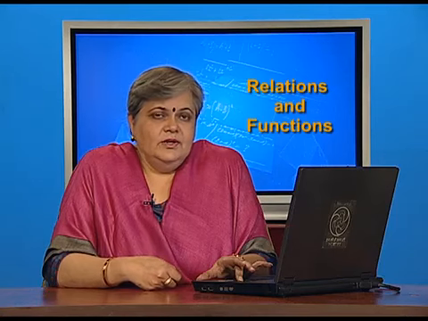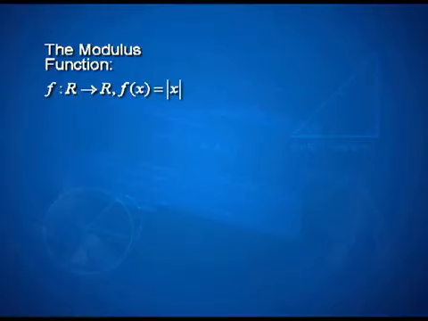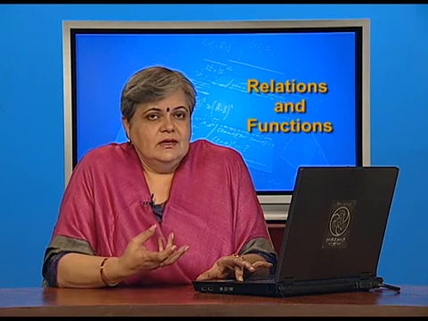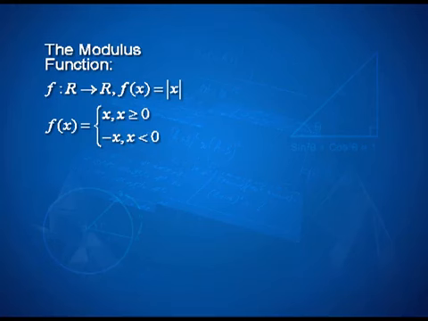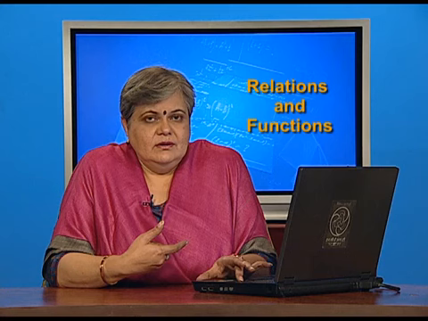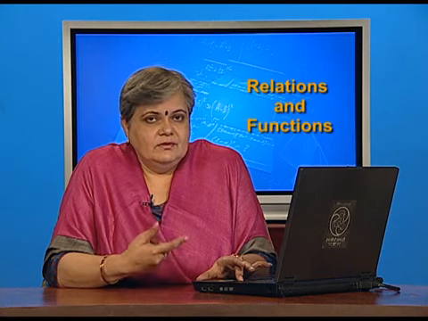Another interesting and very useful function is the modulus function. Again defined from real numbers to real numbers, f(x) is equal to modulus x. Now, in that case, we are looking at all the positive values being generated. Before we look at the graph, let us see if I can restate this rule. Modulus x can be restated as x when x is greater than or equal to 0, negative of x when x is less than 0. So, you know that modulus of minus 7 is 7. So, it is negative of negative 7, right.